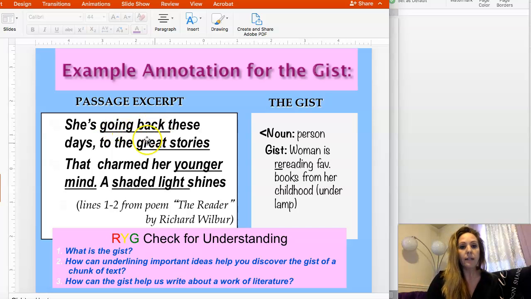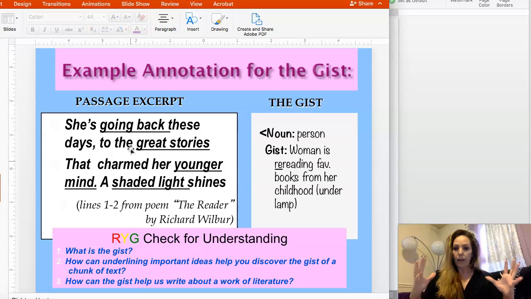She's going back these days to the great stories that charmed her younger mind. A shaded light shines. So when I read that, first I'm just like, okay, was that about a person, a place, a thing, or an idea? What type of noun is it? And so I read it, I thought about it, and I'm like, this is mainly about a person. And so I jot down person. Now, if you want to just go straight to it and put the noun, you might put a woman, right?